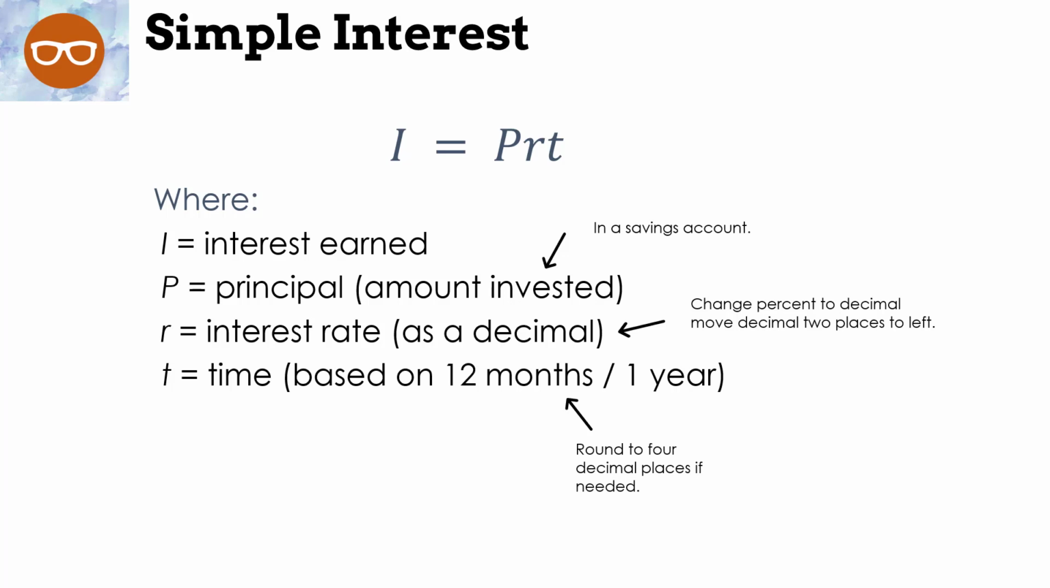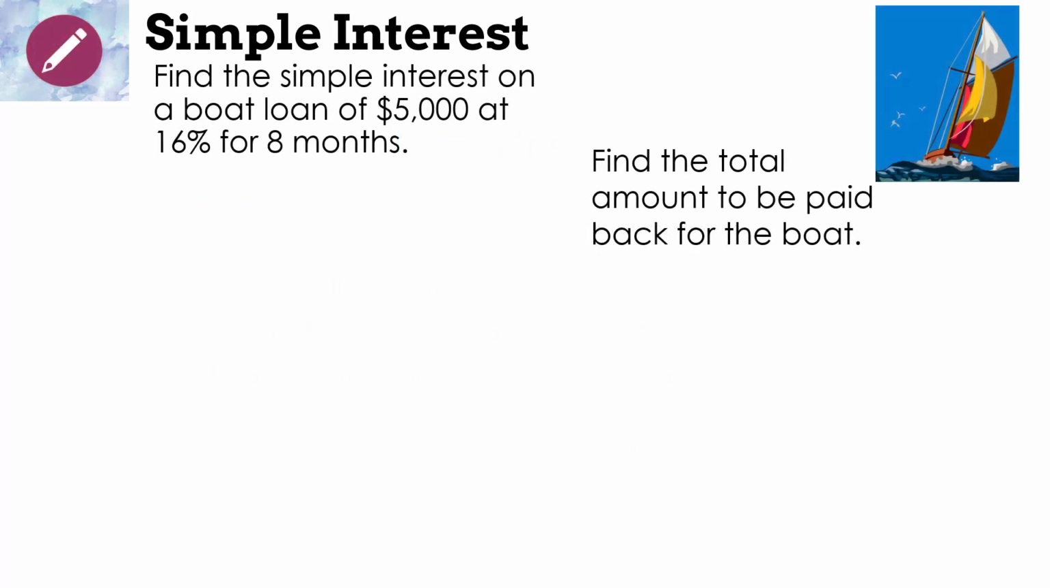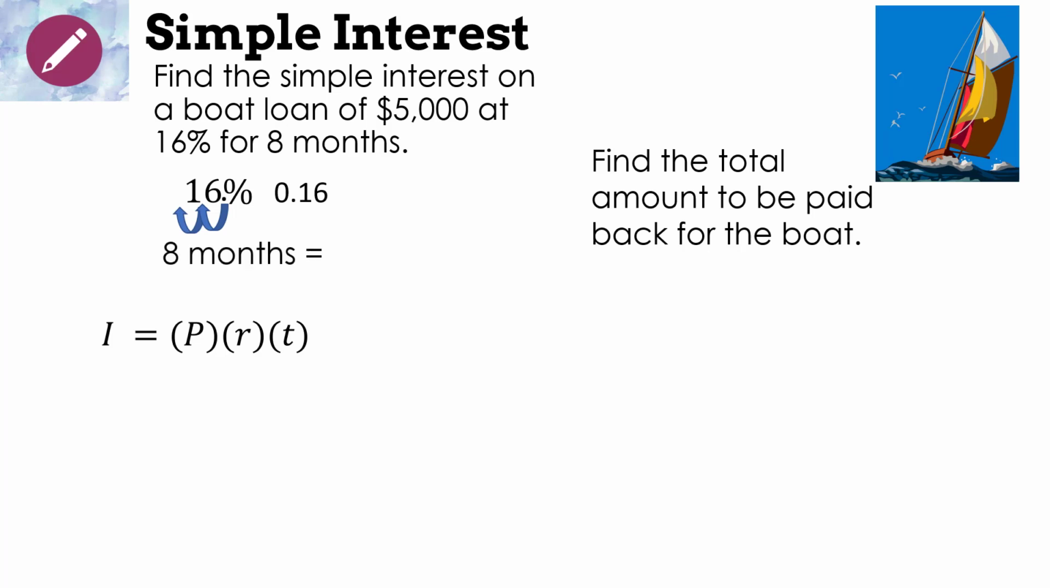Let's look at an example. Find the simple interest on a boat loan of $5,000 at 16% for 8 months. It asks us for simple interest, so we're going to use I equal PRT. Before we can do anything, we have to change 16% to a decimal. I'm going to move my decimal place 2 places to the left, and I end up with 0.16. Time is also based on a year, so 8 months is the same thing as 8 over 12. Remember, there are 12 months in a year.